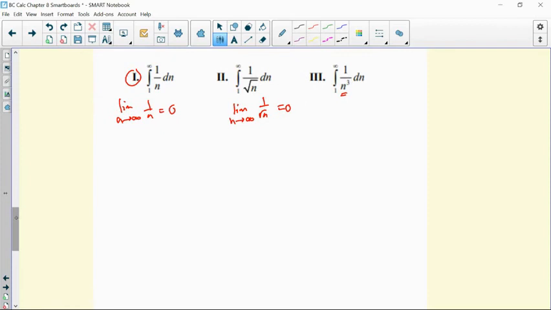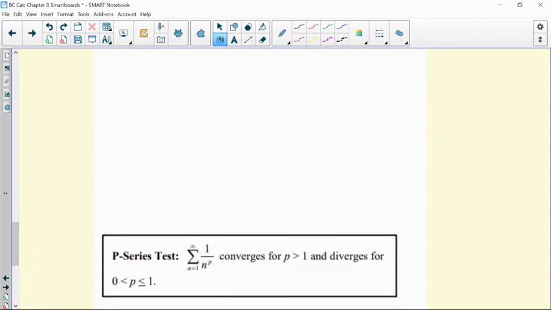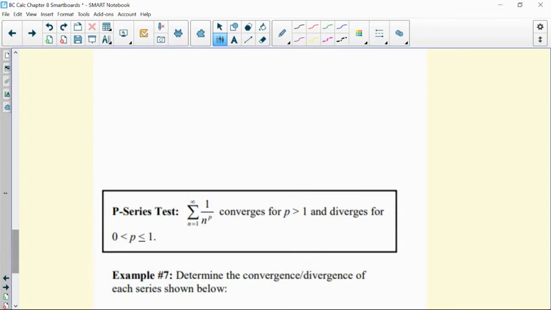So to answer the question, which ones converge, only 3. Now I don't have a very formal way to say that just yet until we get down here to this p-series test. It's called a p-series because of a power series. Like, what is your power? So if it's written in this format where you have something to a power, it will converge as long as your p is greater than 1.